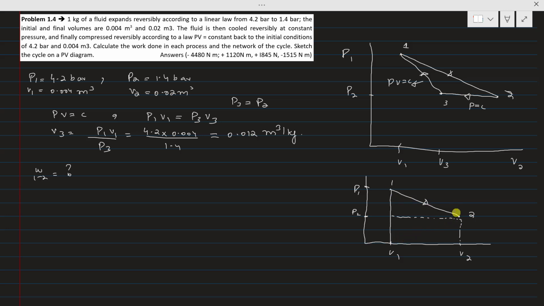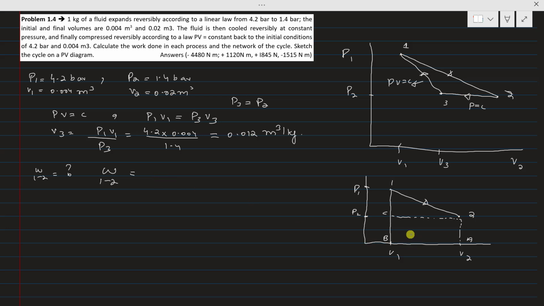So this is 1, 2, this is let's say A point, this is B, and this is C point. So the total work that we obtained during this linear expansion from process 1 to 2 will be equal to the sum of this rectangle area and half of this triangle area.